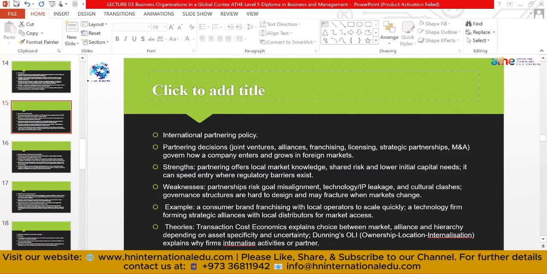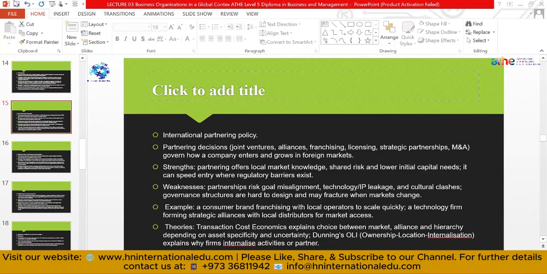It depends on their plan, how they want to intervene in your country, and what kind of partnering policy they will be opting for. The good points: partnering offers local market knowledge, shared risk, and lower initial capital needs. It can speed entry where regulatory barriers exist.